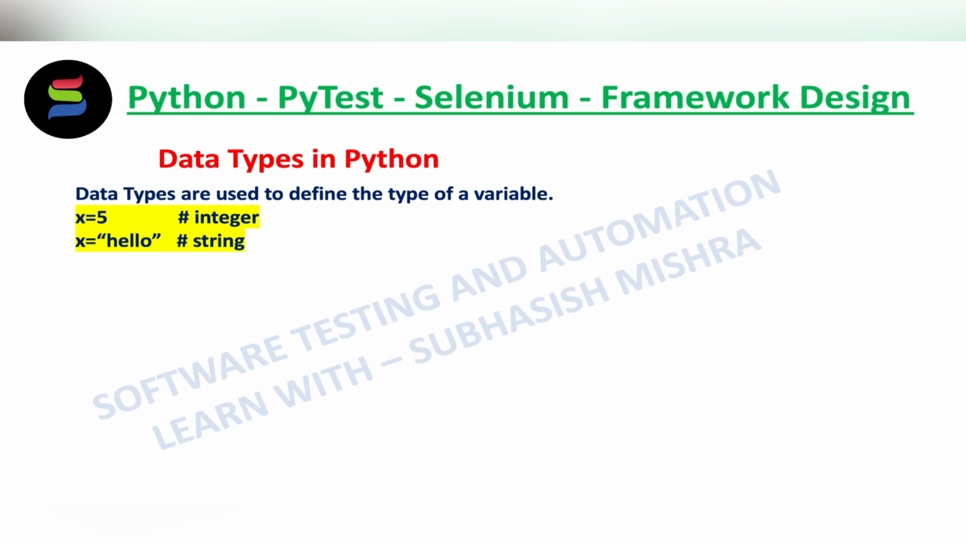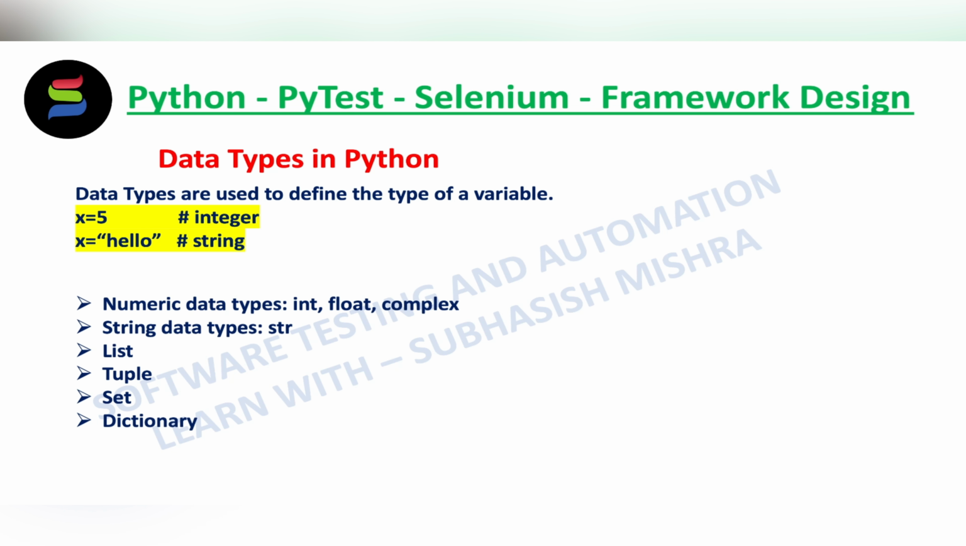Integer, right? Let's say x equal to hello. What is the data type here? It is string. So, in Python, we have mainly 6 different types of data types. Numeric data type, in numeric data type we will see integer, float, complex, then string data type, list, tuple, set, dictionary. We will see all these types of data types.